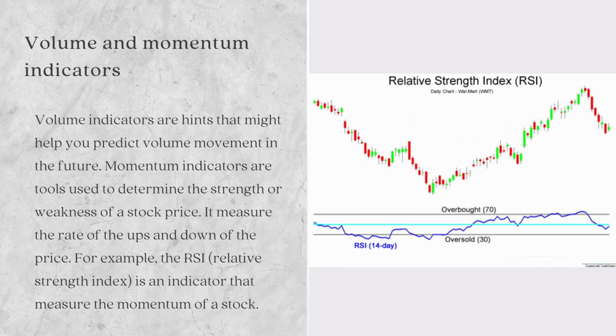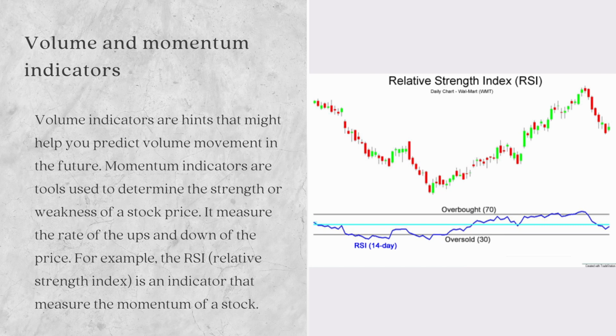Third, volume and momentum indicators. Volume indicators are hints that might help you predict volume movements in the future, which is self-explanatory too. Momentum indicators are tools used to determine the strength or weakness of a stock price. It measures the rate of the ups and downs of the price.